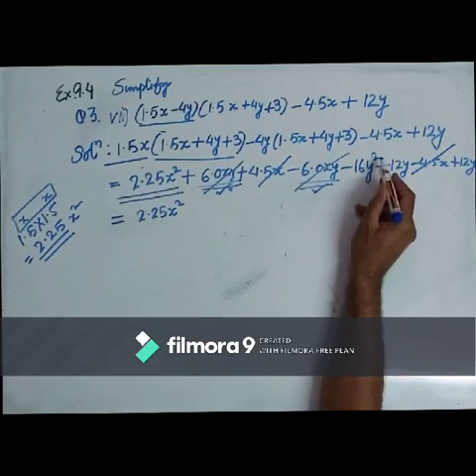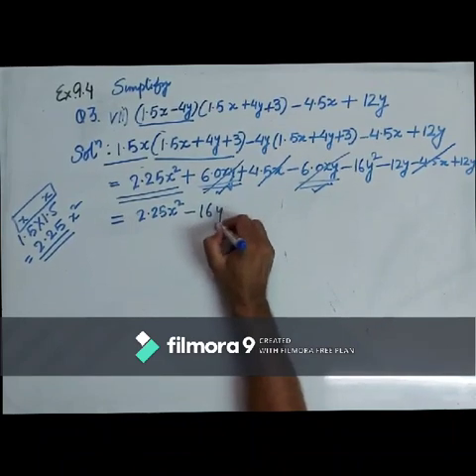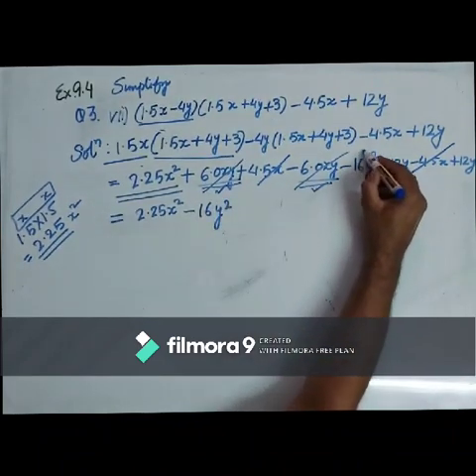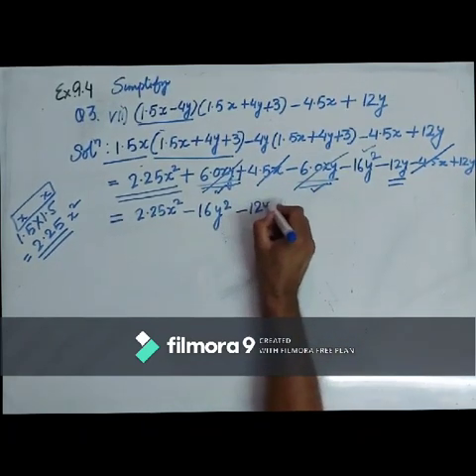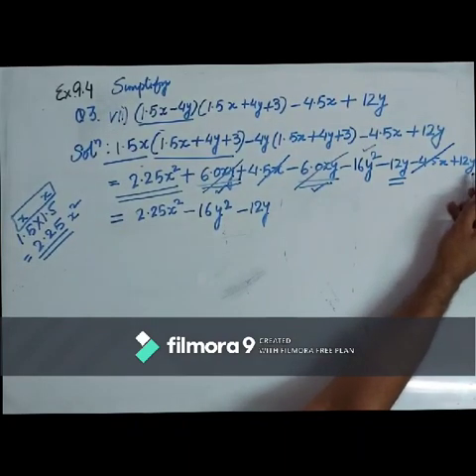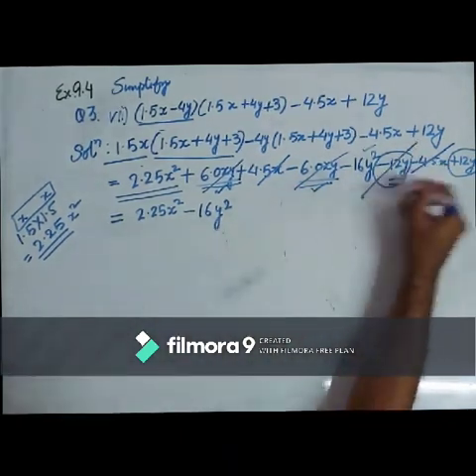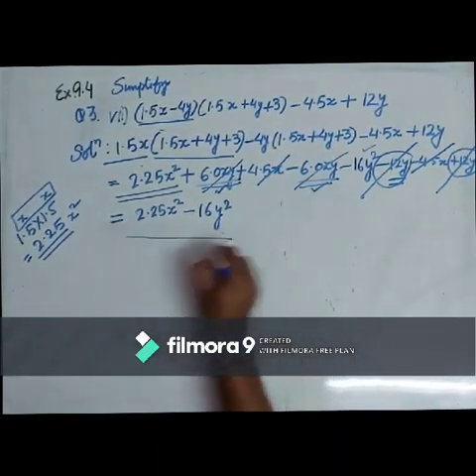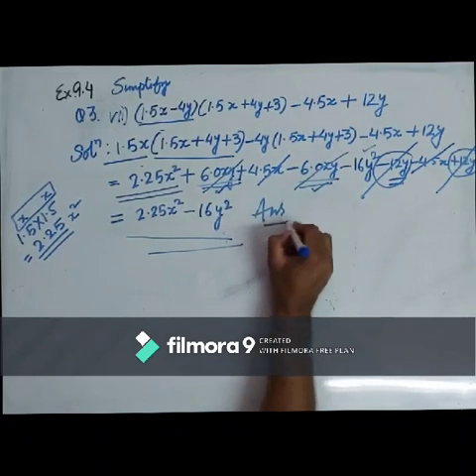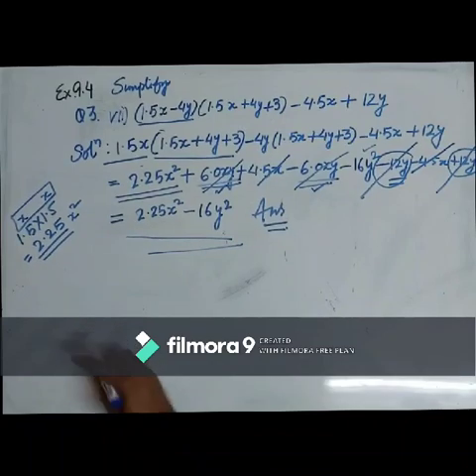So finally we have 16y square. Is there anyone else with y square? Again 16y square, and 16y square is gone. Now 12y, no one with y, so this is minus 12y, and find out for another one. This is minus 12y and plus 12y, so minus 12y and plus 12y will cut each other, and the answer is zero. So this is your final answer, right? This is your part number 7, question number 3, exercise 9.4.